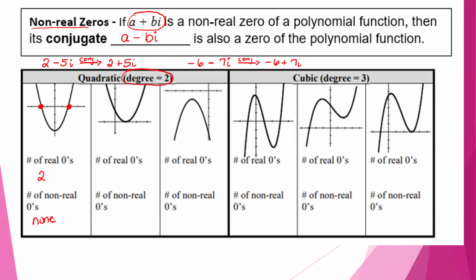Now looking at this one, how many x-intercepts do we have? 1, but this actually gives me 2 of my zeros. Why is it? Because it's what? Tangent? And if it's tangent, if it touches that thing, it tells me it's what? Multiplicity 2. It happens twice because it touches it, right? It's a bounce.